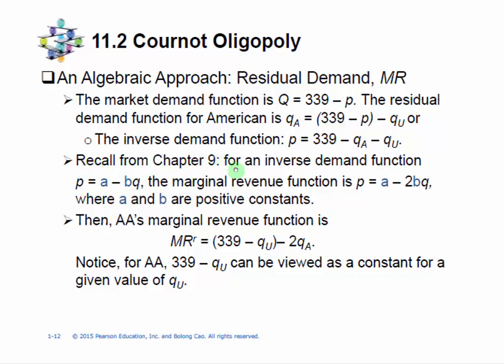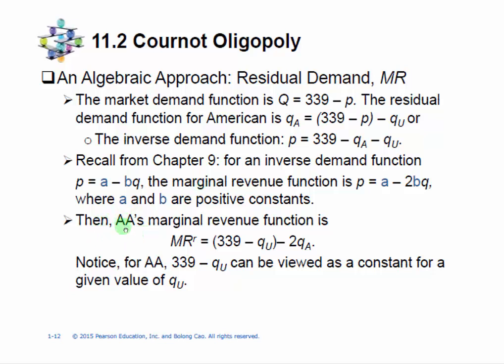From Chapter 9, we have seen that if you have an inverse demand function, price equal to A, which is a constant, minus B, a coefficient, times Q, then the marginal revenue function is P equal to A minus 2 times the slope B times Q. And we know that A and B are both positive constants. A is the intercept on the vertical price axis, minus B is the slope of the linear demand curve.